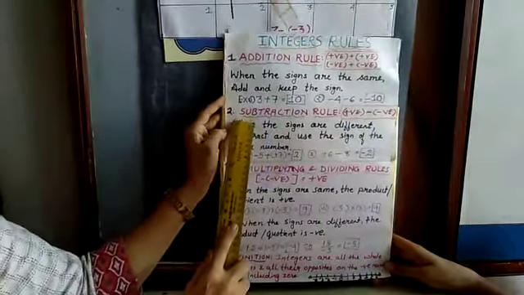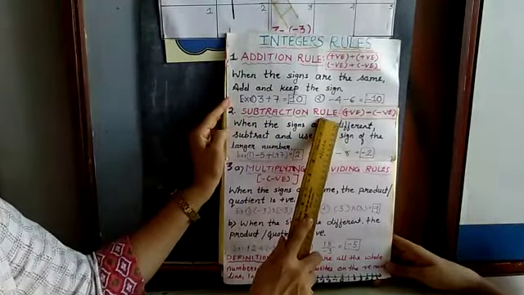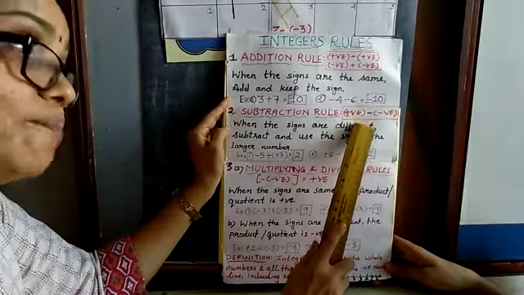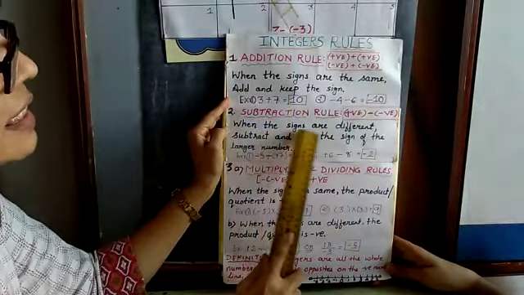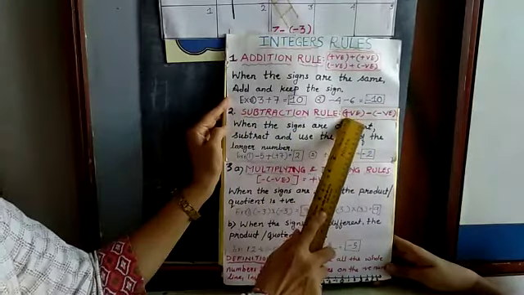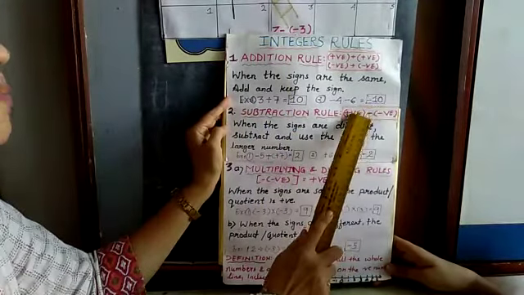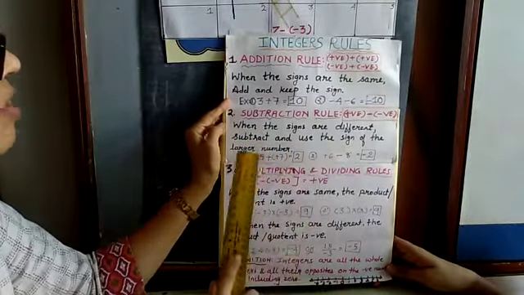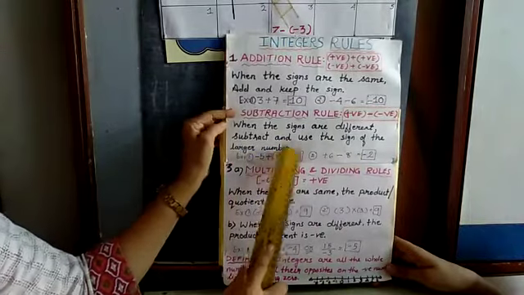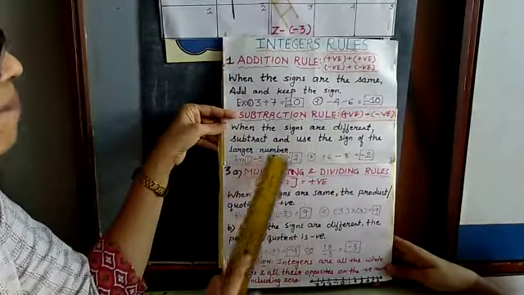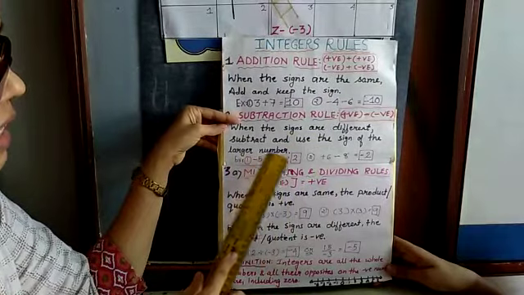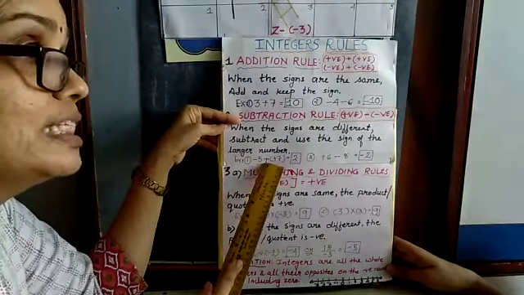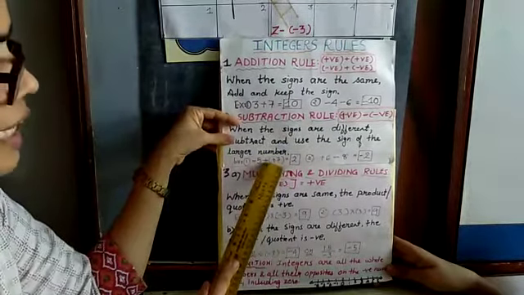Now the second rule is the subtraction rule. That means one is positive, one is negative, and we are going to subtract. So when the signs are different, here plus and here minus, then subtract and use the sign of the larger number, right? For example, here minus 5 is there and this is plus 7. But between these 2 numbers, which operation is there? Plus. You are adding.